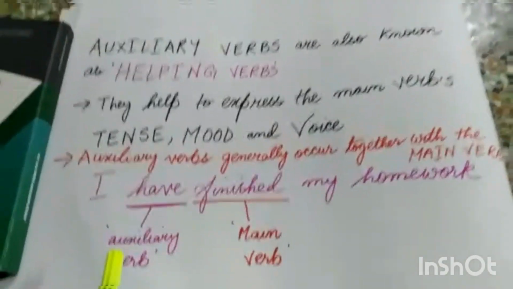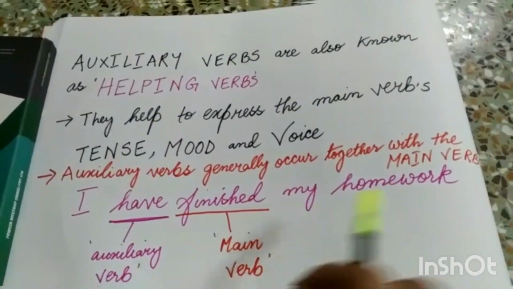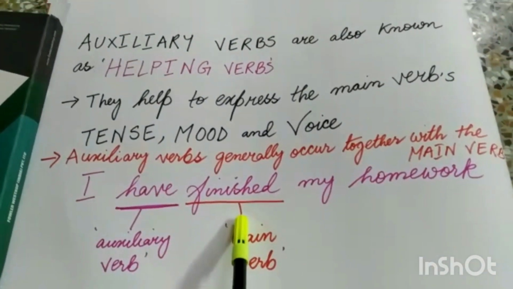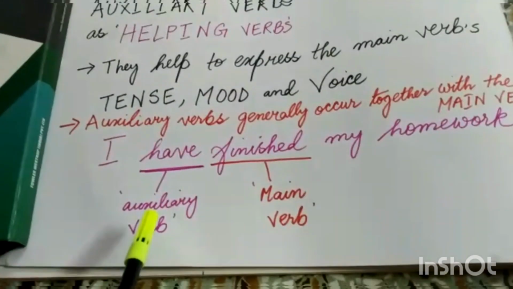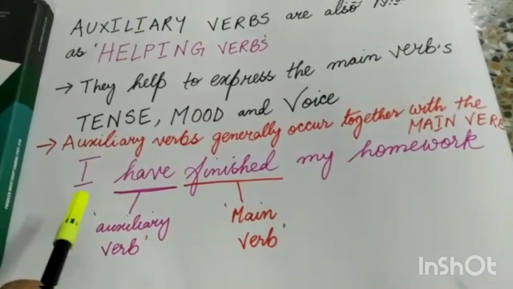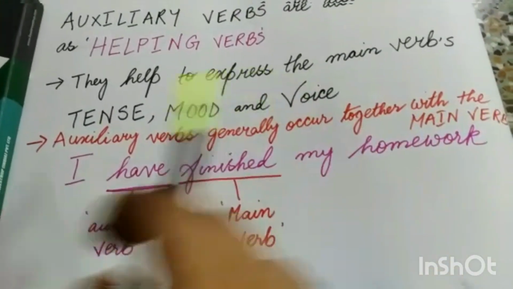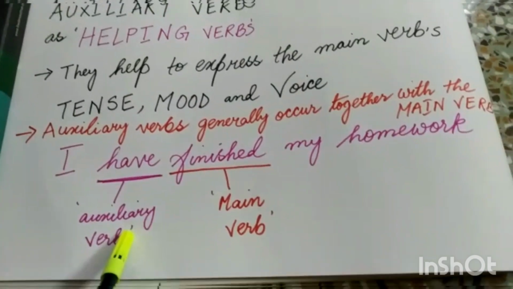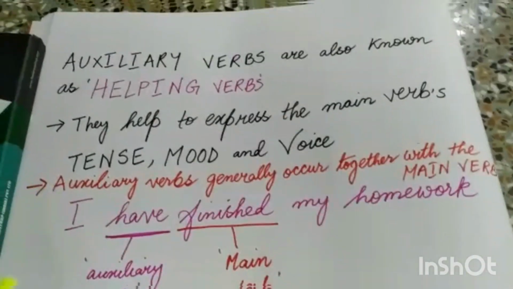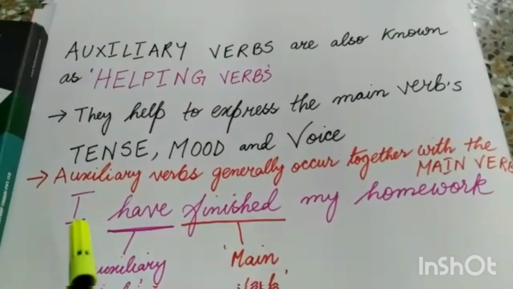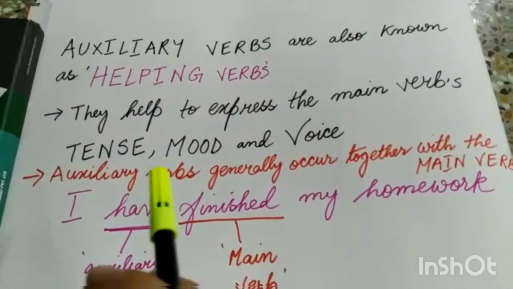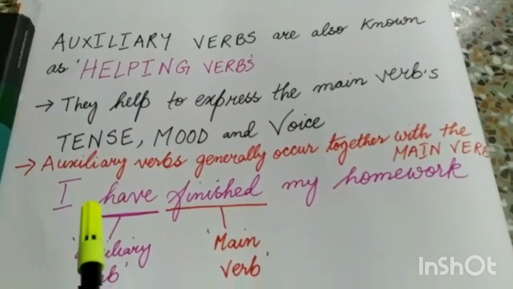Let us look at an example. I have finished my homework. In this sentence, the main verb is finished, which is preceded by an auxiliary verb, have, and it is helping to form the present perfect tense in this sentence. So auxiliary verbs are the helping verbs. They help the main verbs to form the tense, mood and voice in a sentence.